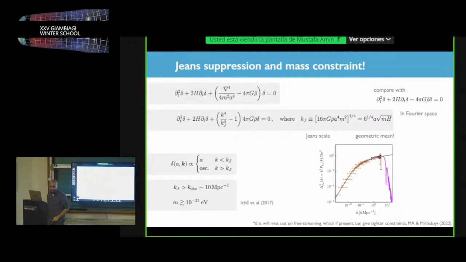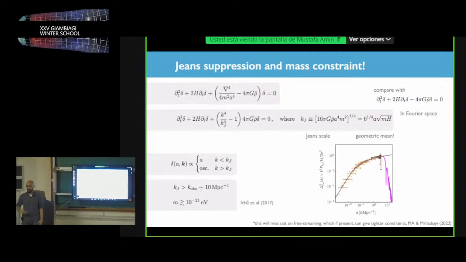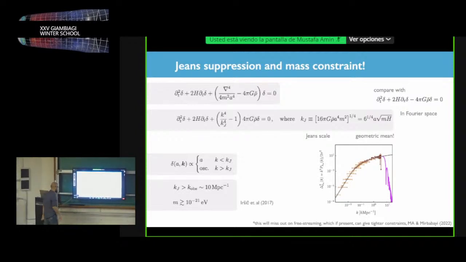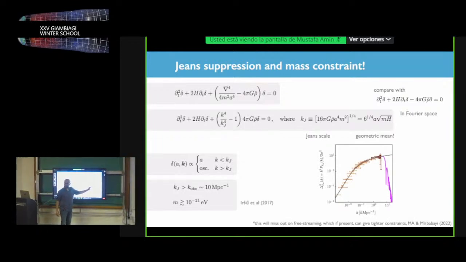So if you have this Jeans scale roughly around here, then beyond that k, there is no growth of structure, or it cannot grow efficiently. So you have a suppression compared to the original case. So that's how you get this. Now, the Jeans scale, notice it depends on the mass of the particle. So it clearly depends on the mass.